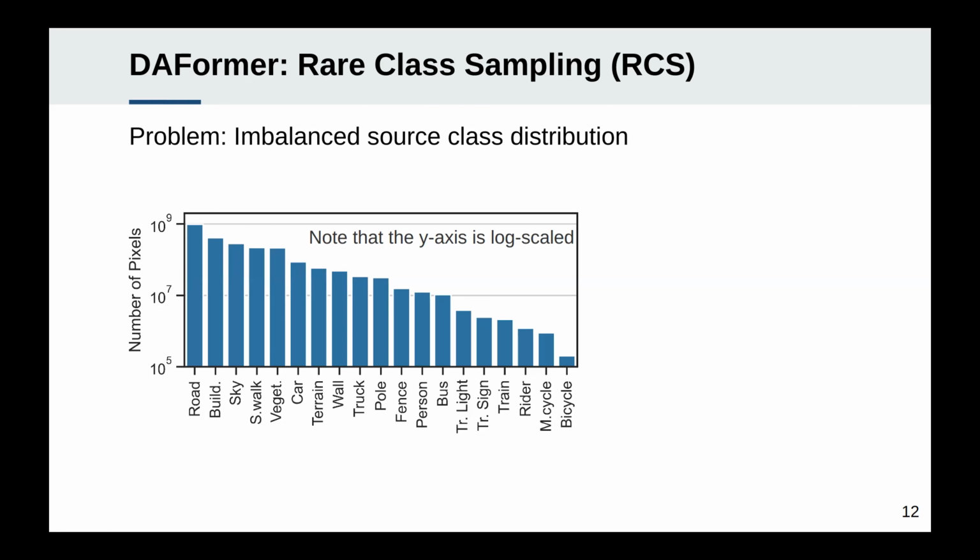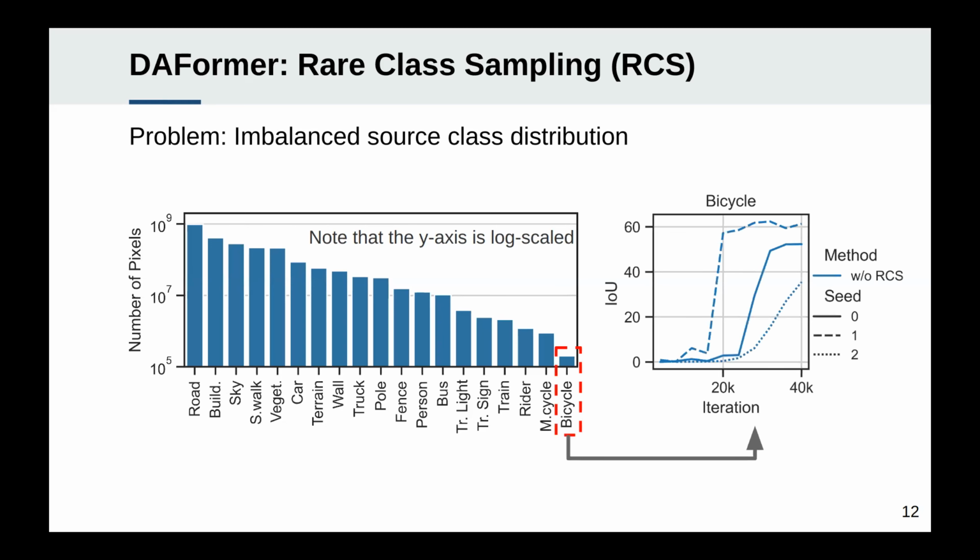Important remark, the y-axis is scaled logarithmically, which means that for the bicycle, the last class, this is really only a few pixels compared to road. And then when we looked at the performance of these rare classes, we had an interesting observation.